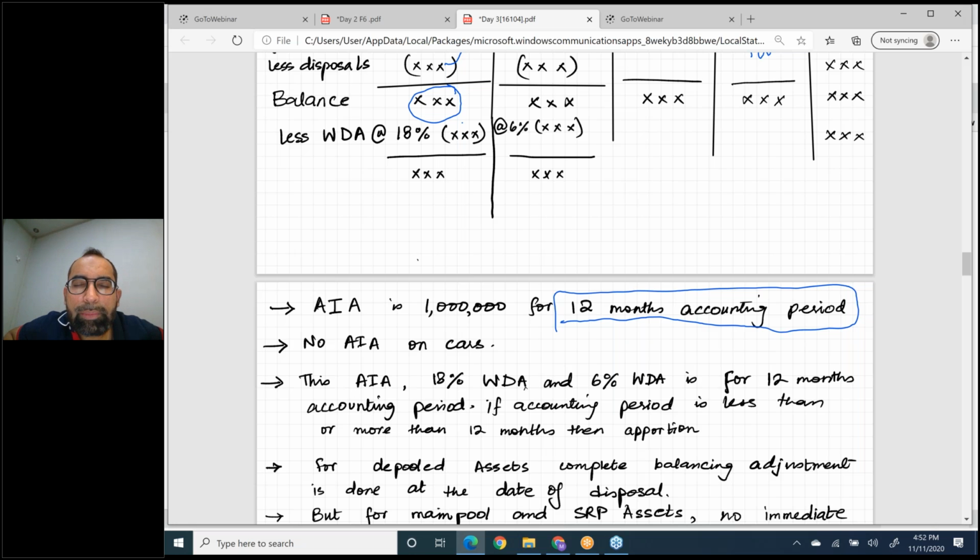AIA for a 12 months accounting period is 1 million. So if you have a 9 months accounting period, automatically your AIA will be 750,000. And you know how AIA works: if you buy a lift of 3 lakh, this complete 3 lakh, 100% of the amount, will go to the allowance column. You will get immediate allowance. So it's a motivation to buy more and more assets, to invest more and more in the UK economy.